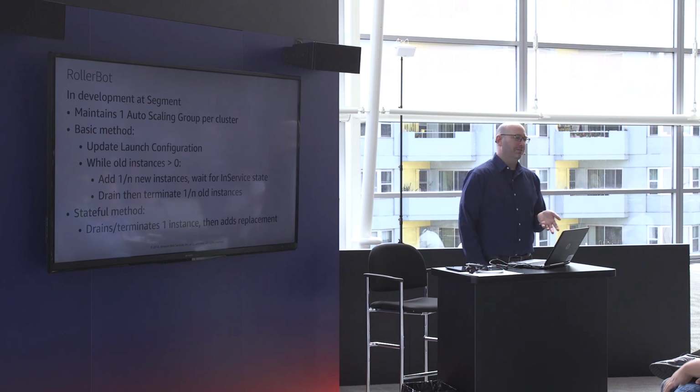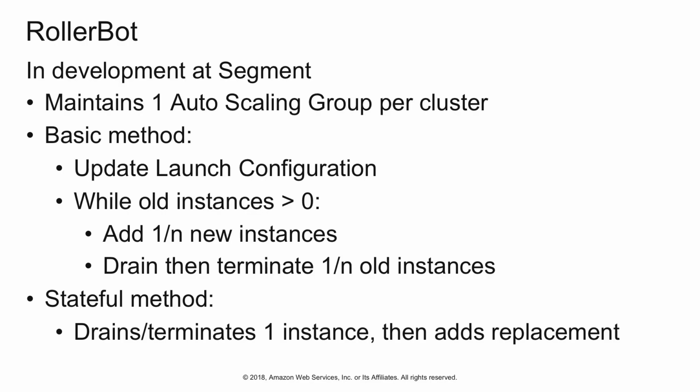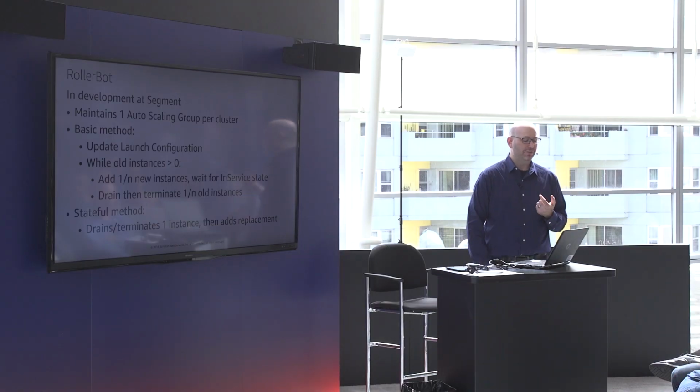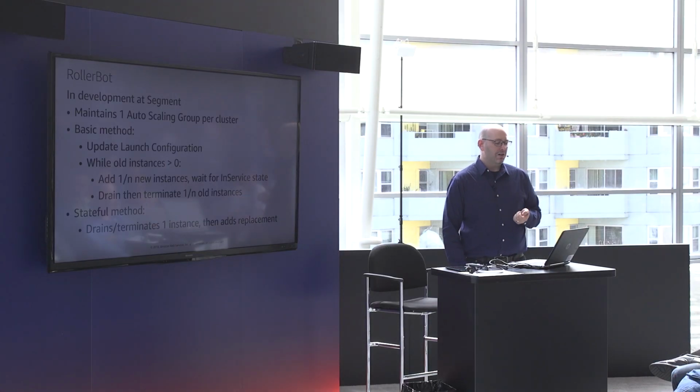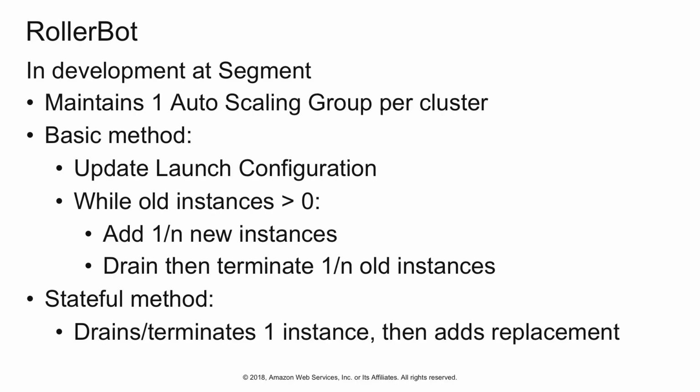Instead of having multiple autoscaling groups, you just have one autoscaling group. The basic method of operation is that it updates the launch configuration with the new AMI that's associated with your existing autoscaling group. When you do that, any new instances that are launched as part of a scale out get the new launch configuration automatically associated with it.